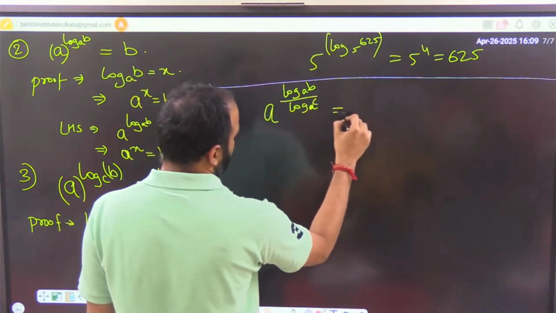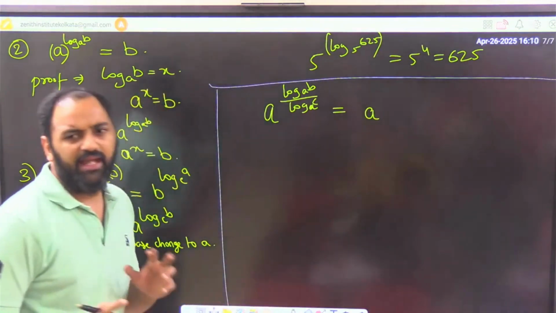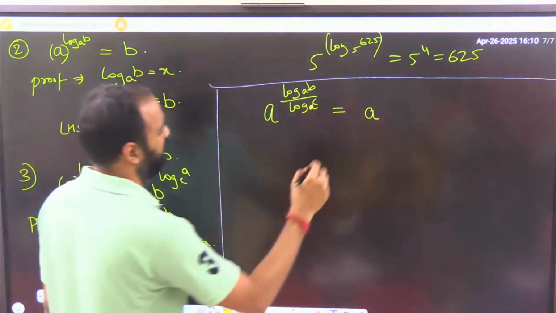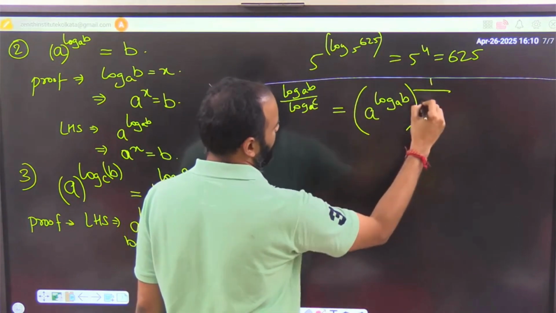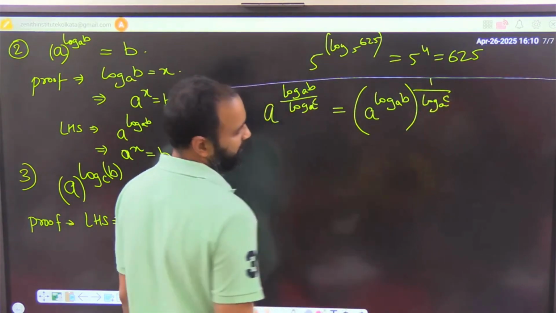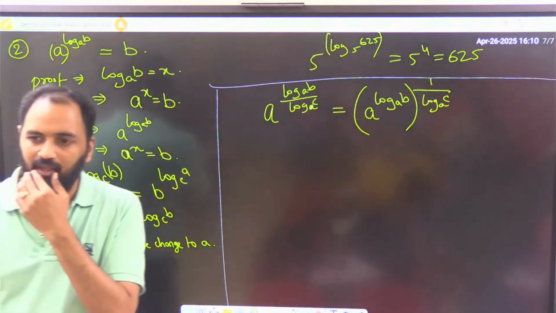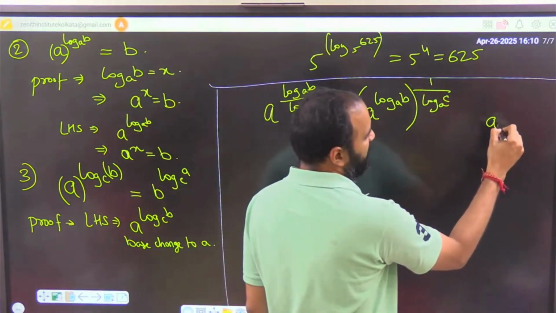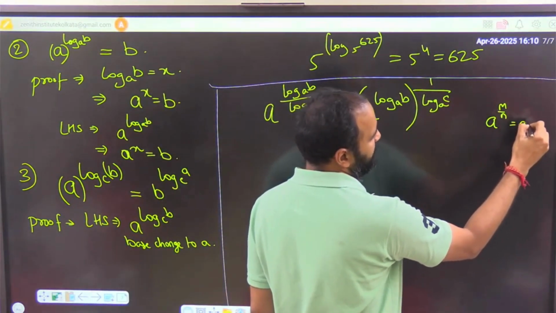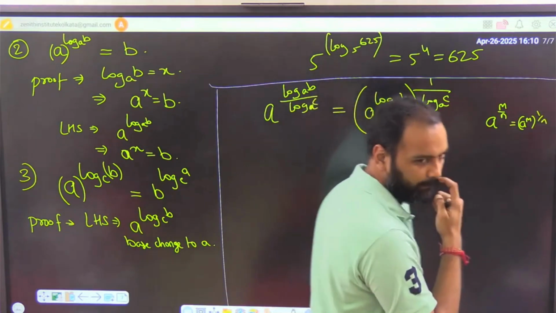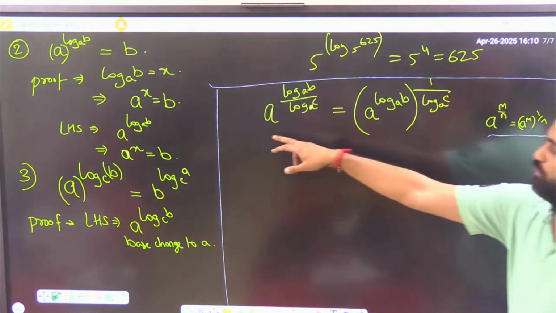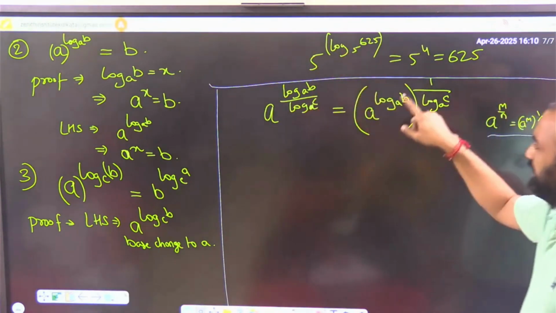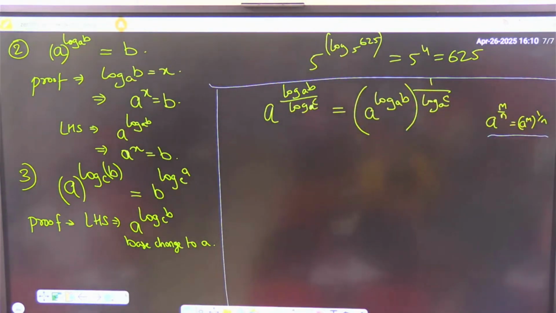Okay. Now in the next step, can we rewrite it, or rather, can we restructure this as a log b to the base a whole to the power 1 by log c to the base a? Well, basically what I am doing is, if I have a to the power m by n, can we write it as a to the power m whole to the power 1 by n? Look at it, no? This is basically what we're doing. We have a to the power m by n, so we can always write it as a to the power m whole to the power 1 by n.